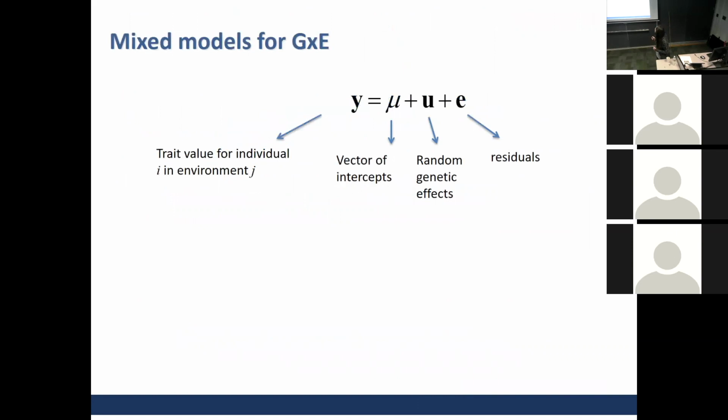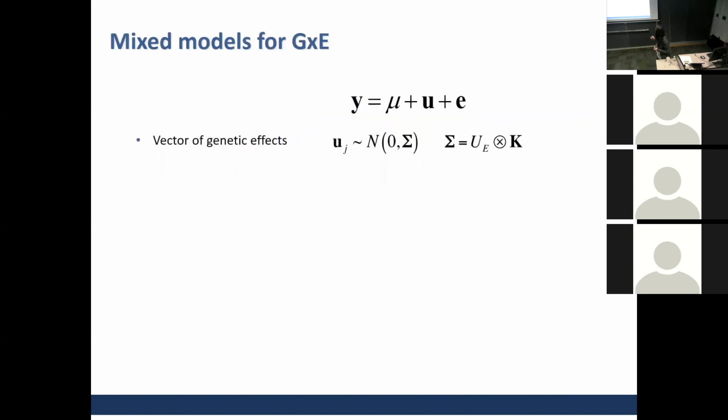And so the mixed model we used had this general form where we have a trait, our response variable, which is the measurements of the traits for all genotypes in all environments. Then we have the mean of the environment. And we have this genetic component, which is the random genetic effects. And these genetic effects have a normal distribution with this covariance structure, which can be modeled by the Kronecker product between two different components. One environmental component, which is this UE matrix here, that represents the genetic covariance between environments. And this K is the genetic covariance between lines. That's the genetic component of the model.